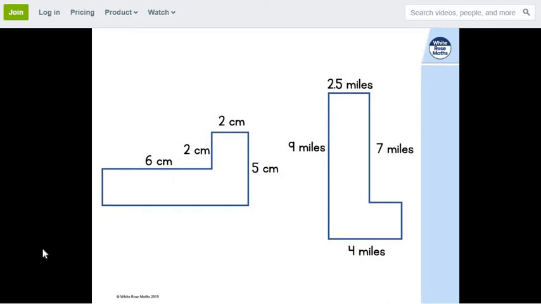So, two for you to have a go at. Can you work out the perimeters of these shapes? Pause the video, have a go for yourself.